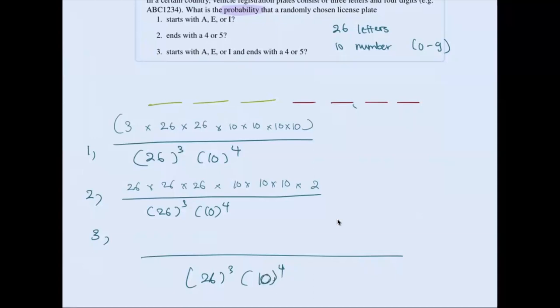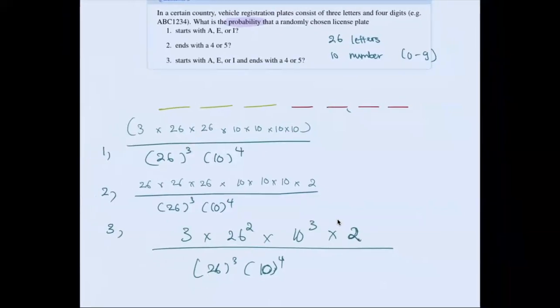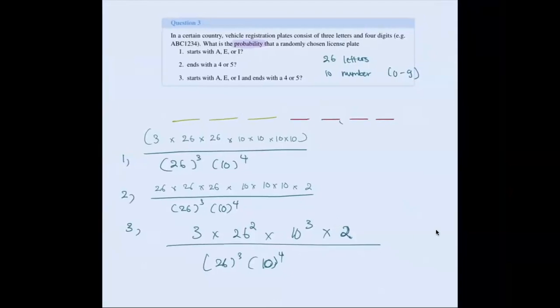So again, if we think, yeah, that looks right. So the student chose how many choices there are for the first one. You have 3 because it has to be A, E, or I, right? The next 2 letters can be anything, so it is 26 choices. And then the next 3 digits can be anything, so it is 10 to the power of 3. And the last one, you have to end with 4 or 5, so you only have 2 choices. So this would be the correct answer. Does this make sense for everyone?